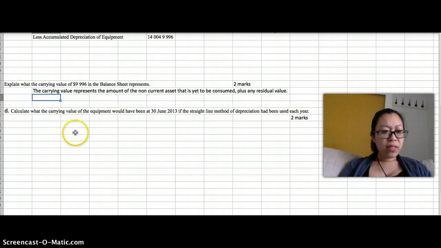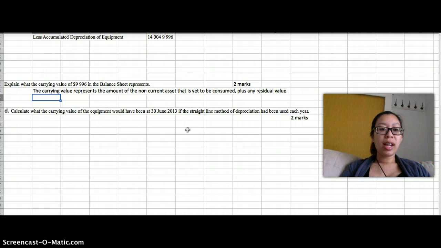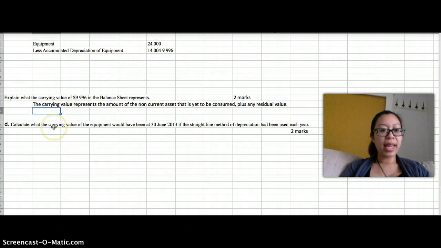Okay, the very last question, calculate what the carrying value of the equipment would have been at 30th of June 2013 if the straight line method had been used each year. This question has a lot of different things. First of all, they want you to work out the carrying value. That's one thing to remember. You should highlight that if that's important. So carrying value. So don't look for the depreciation or the accumulated depreciation.